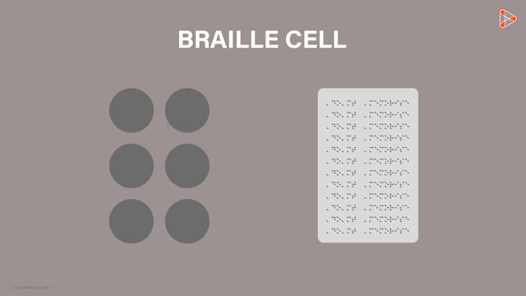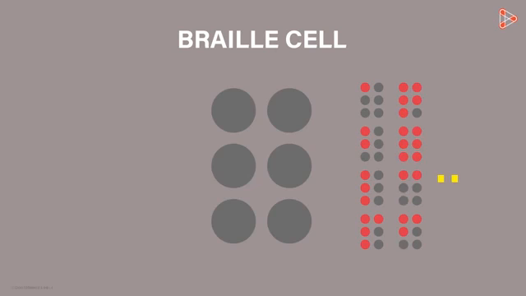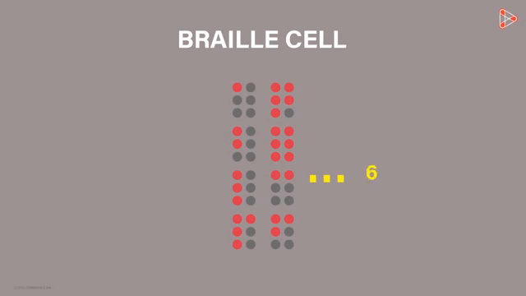Coming back to the single cell, how many patterns do you think can be formed from one single cell? This can be one pattern, this can be another, this is one more and so on. How many patterns do you think can be formed? There are a total of 63 dot patterns that can be formed.